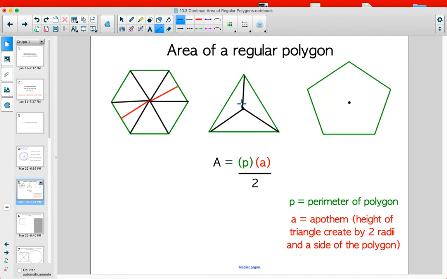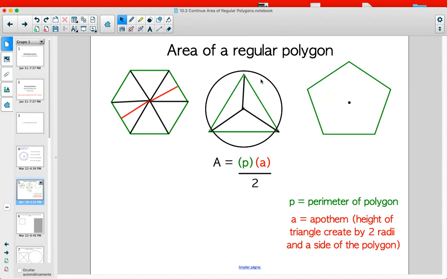So triangle 1, 2, and 3 are all congruent, and they are inscribed inside of a circle. So if I was to draw a circle, that circle would intersect the triangle, or the vertices would intersect the triangle. So vertex 1, vertex 2, vertex 3, the vertices would cross the circle. Same thing for the hexagon, and then same thing for the pentagon.